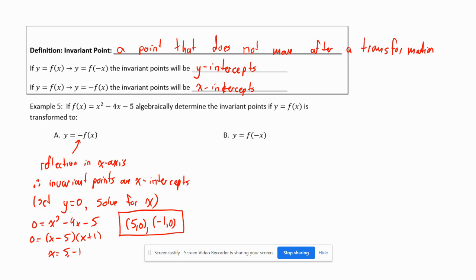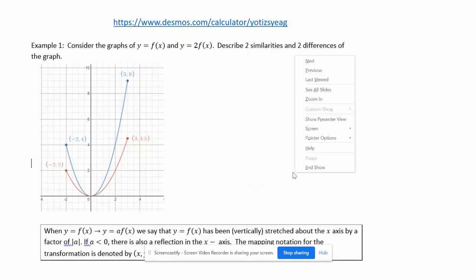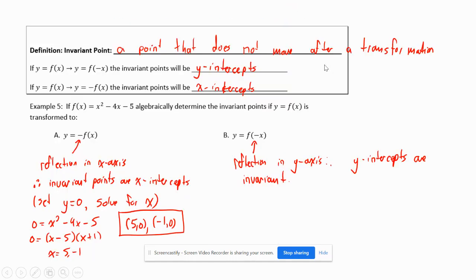For part B, this is a reflection in the y-axis. Therefore, the y-intercepts are invariant. Okay, so the y-intercepts are going to be invariant.